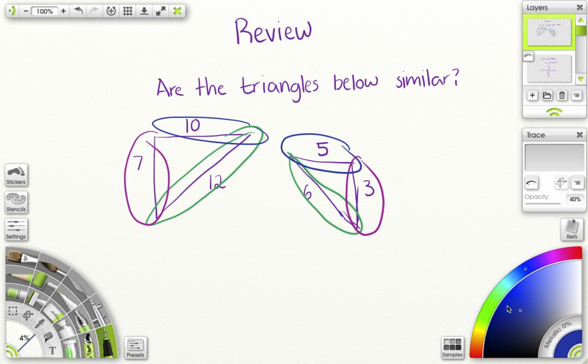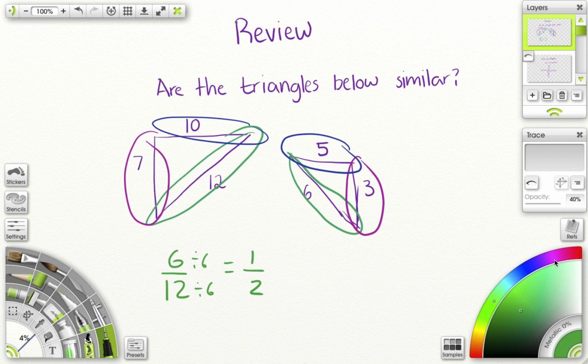So how do I figure out if they are similar? Well, let's put them into fractions. So I'm going to do 6 and 12 in green. 6 over 12. Can I reduce it? Yes, because if I divide both of them by 6, I can get 1/2, because I know 6 is half of 12. So that's one fraction down.